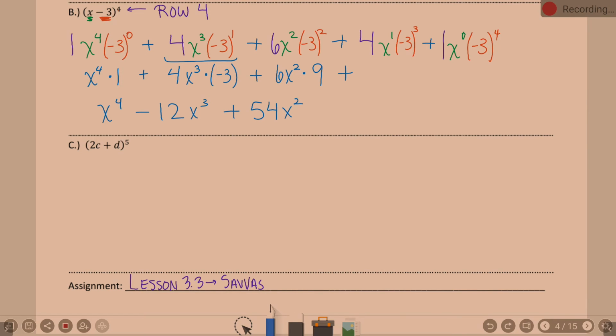Plus 4x to the first is 4x times, I hear the calculator's coming out. What is negative 3 to the third? Negative 3 times negative 3 is 9, times another negative 3 is negative 27. So what is 4x times negative 27? Negative 108. Minus 108, and then x.